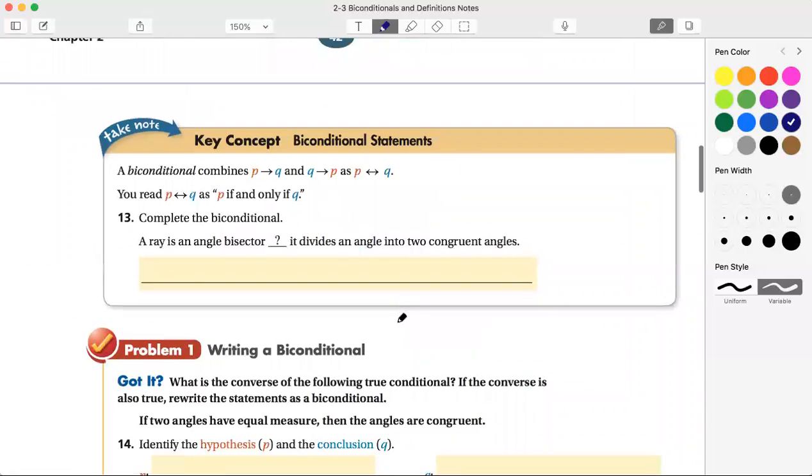So what is a biconditional statement? Well, a biconditional combines the P implies Q and the Q implies P in a statement that says P and Q both imply each other. So we can read this double implication as P if and only if Q. And you sometimes will see this written as P with a double arrow, like this. So a ray is an angle bisector if and only if it divides an angle into two congruent angles.